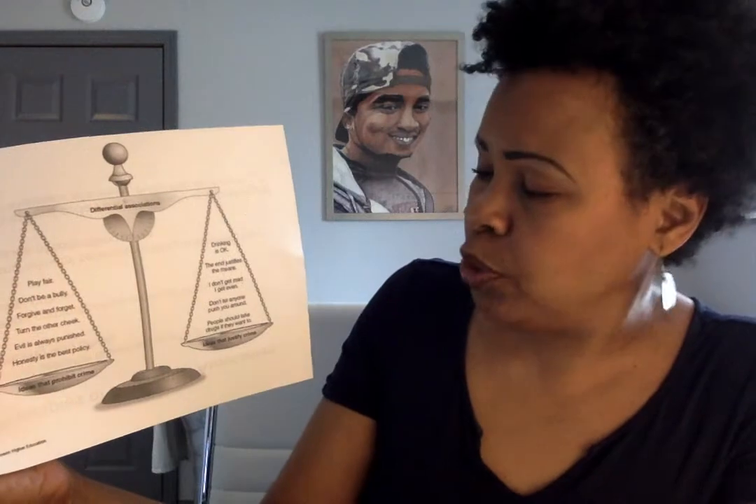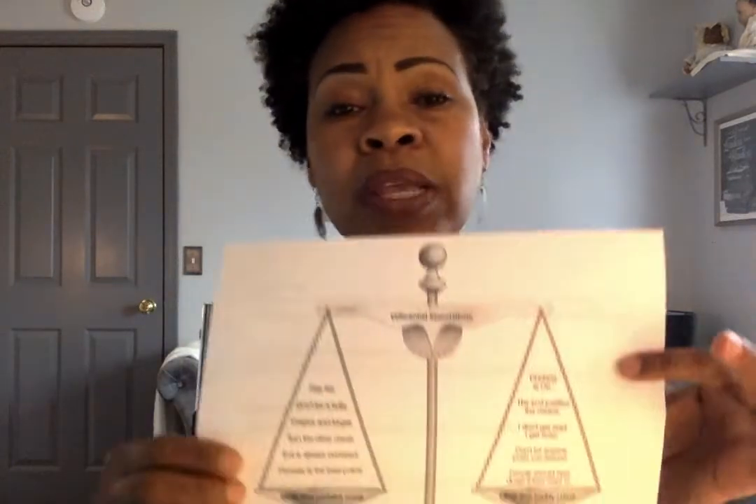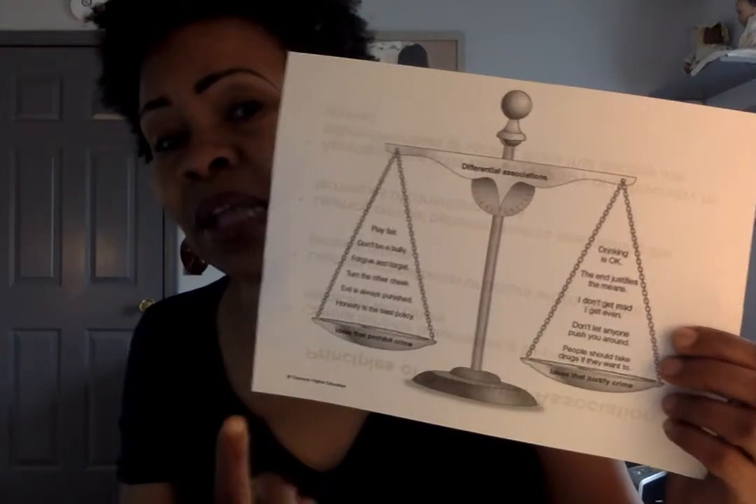Don't let anyone push you around. People should take drugs if they want to. They have a hedonistic view of human behavior. Hey, if it feels good, do it. So this gives you an idea of some of the statements that fit people who prohibit or forbid the commission of crime versus those that justify it and engage in deviant or criminal behavior. So let's go to the next slide and look very quickly at the principles of differential association.